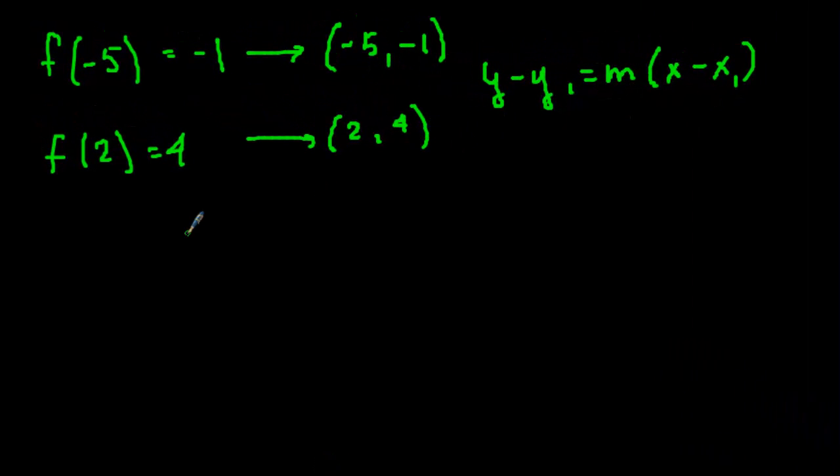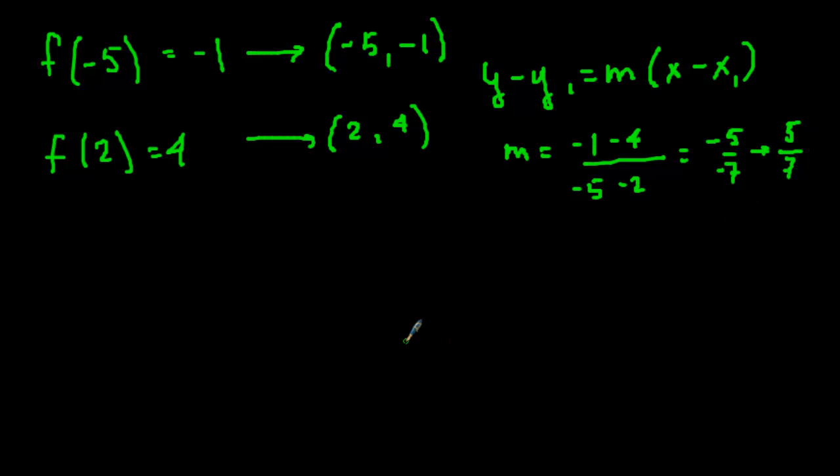So I'm going to choose to do, well, I have to do the slope first. I almost forgot to do the slope. So I need to figure out the slope. The slope is going to be y2 minus y1, negative 1 minus 4, over negative 5 minus 2, so that's negative 5 over negative 7. 2 negatives make a positive, so my slope is 5/7.